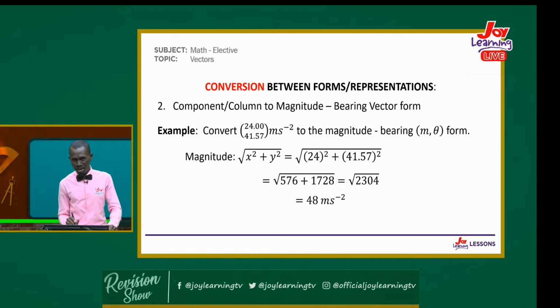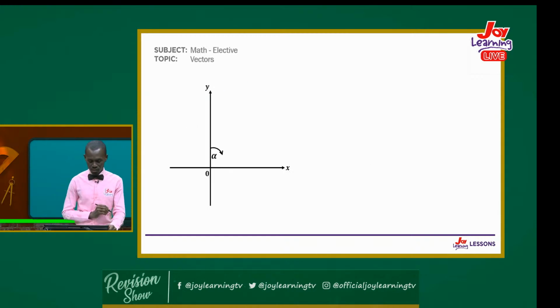But remember, it is magnitude bearing. You have found the magnitude by simply squaring the components, summing them up, and finding the square root. So 24 squared plus 41.57 squared. You could even leave your answer in the said form originally so that you don't have to approximate. And if you find the square root of that, your answer should be approximately 48 meters per second squared. But that is the magnitude. So what is the direction? What is the bearing? That will make us do a sketch. So let's do a sketch.